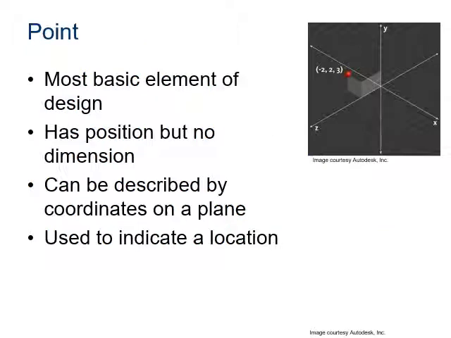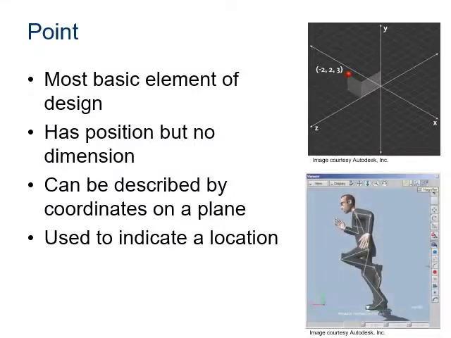Point is the most basic element of design. It has a position, but no dimension. It can be described by coordinates on a plane, such as this one, which in the XYZ coordinate is -2, 2, 3. Those are the XYZ coordinates of this point. And point can be used to indicate where something is located. You can see this is located, all the little joints in this particular animation of a runner.